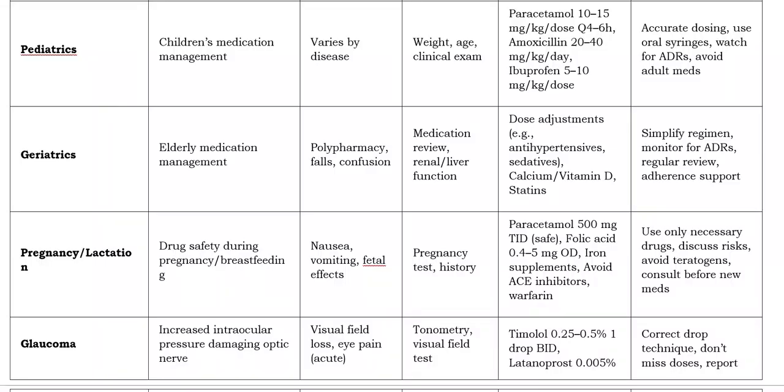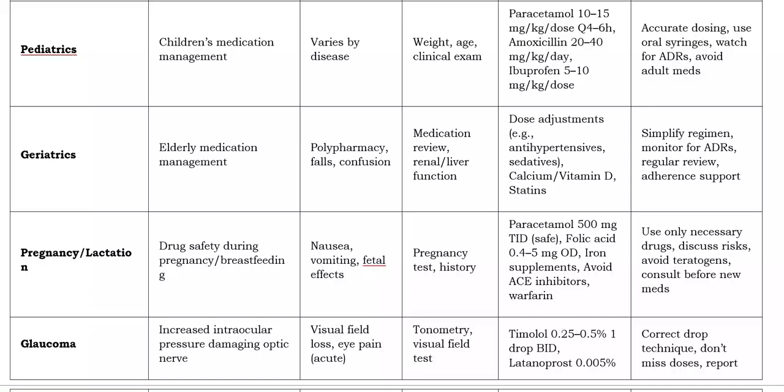Another important population, geriatrics. Elderly medication management, common issues listed. Polypharmacy, using multiple meds, increases risk of interactions and side effects. Increased risk of falls, often linked to meds, and confusion. Diagnosis involves medication review and checking organ function. Yes, comprehensive medication review is key, and assessing renal and liver function, as decline with age affects drug processing and elimination. The approach emphasizes dose adjustments.